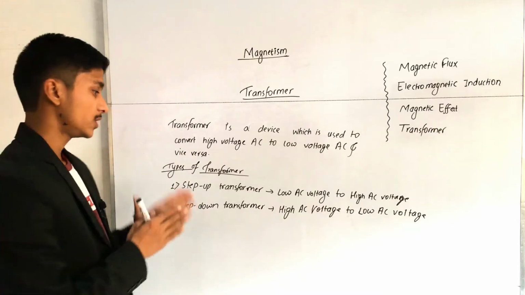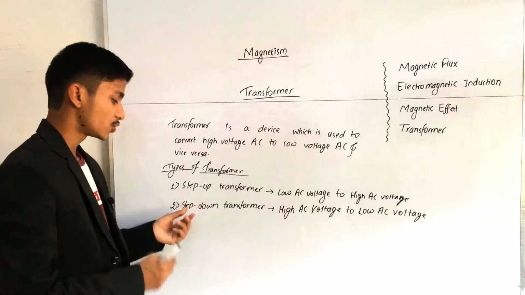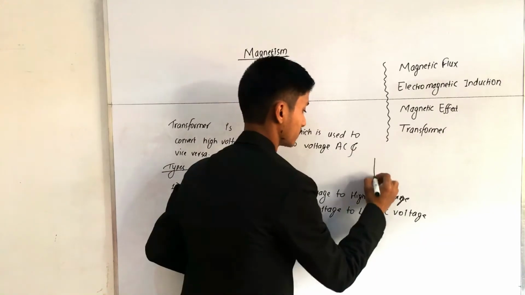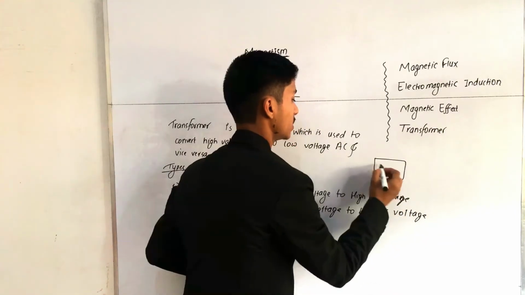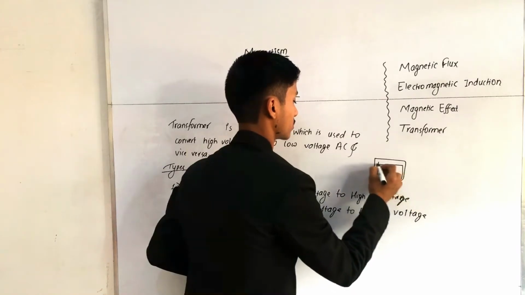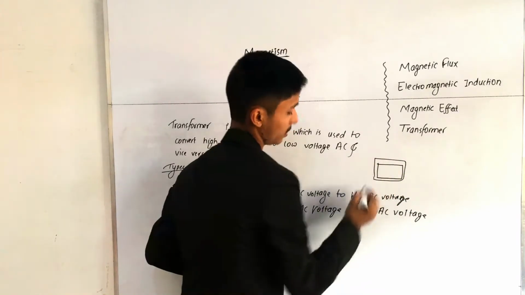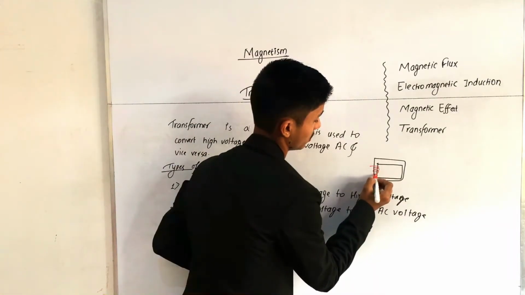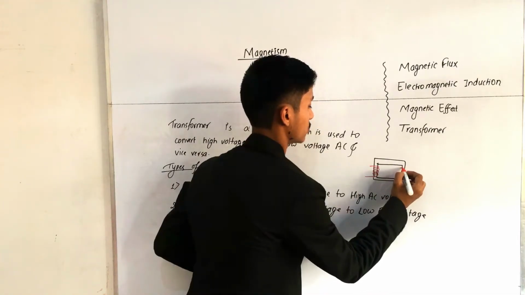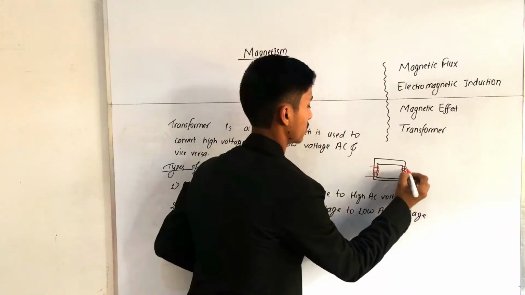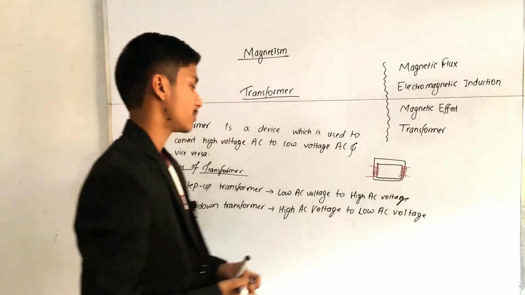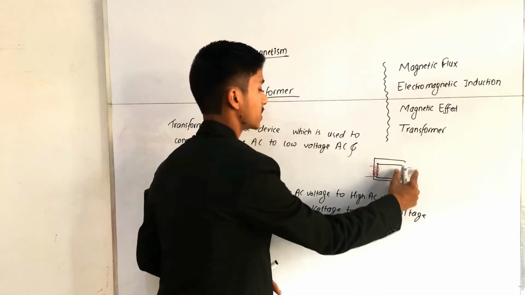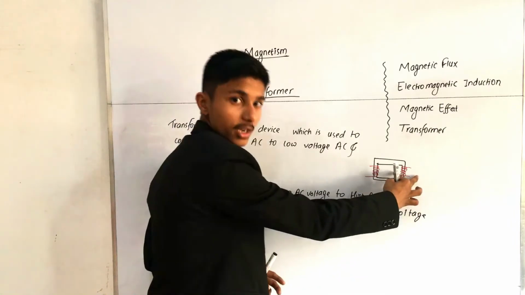And there is something that you need to know under these two topics. We know a transformer is like this. This is a transformer. Suppose here is a coil, and here is also a coil. What happens in a step up transformer? This coil is called the primary coil and this is called the secondary coil.